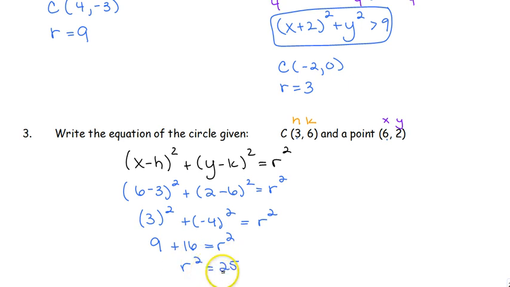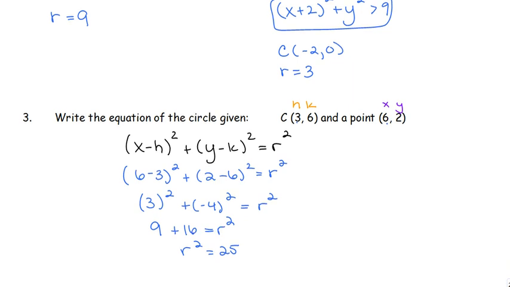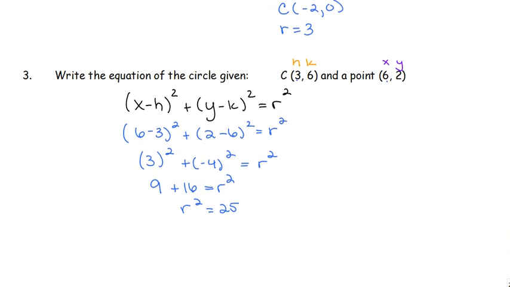That does tell us that our radius is going to be a 5, but be careful when you write your equation. The equation is set equal to an r squared, not an r. So we've got x minus our h, which is 3, quantity squared, plus y minus k. So (y minus 6) quantity squared is equal to 25.